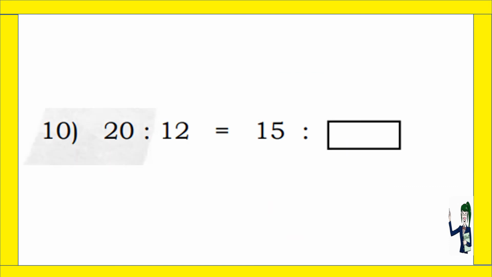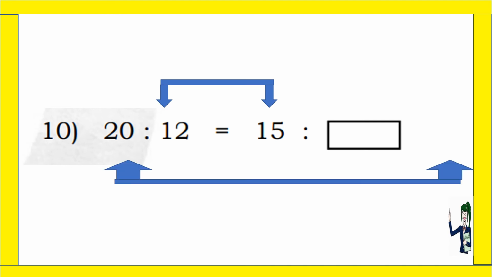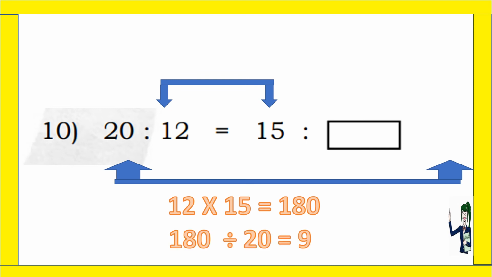Number 10. 20 to 12 equals 15 to blank. Identify the means and the extremes. The complete parts are the means. So multiply the means. 12 times 15 equals 180. Then divide 180 divided by 20 equals 9. So the missing part is 9.